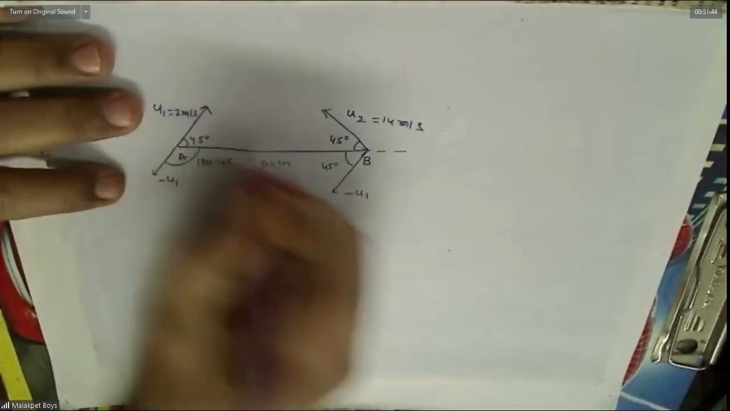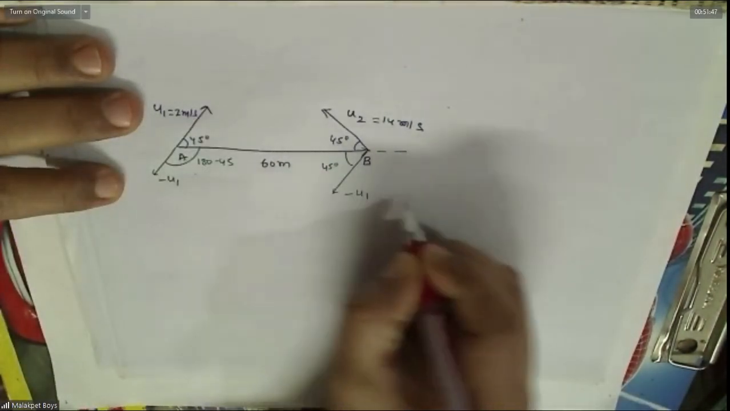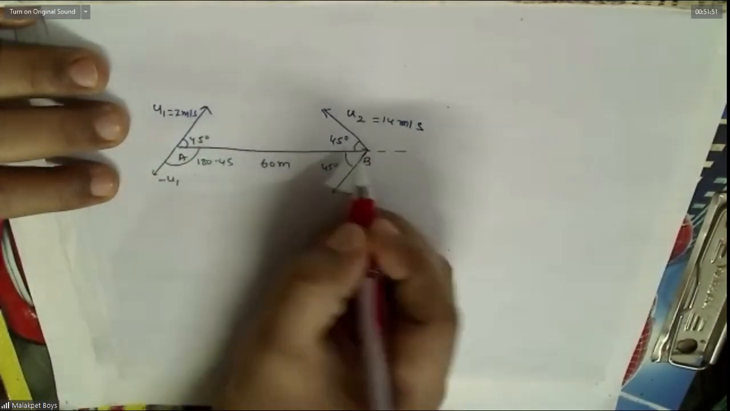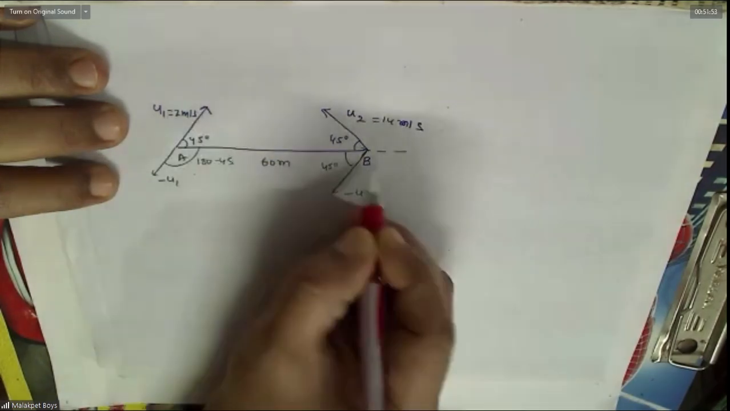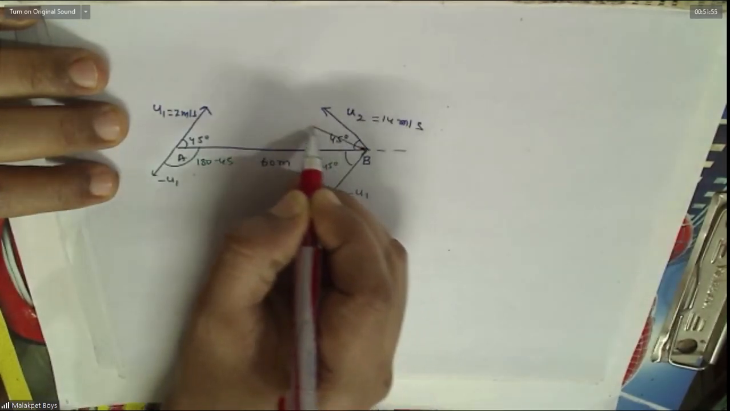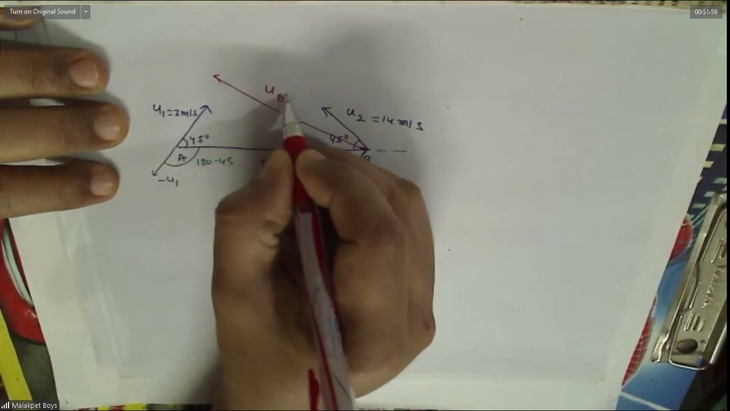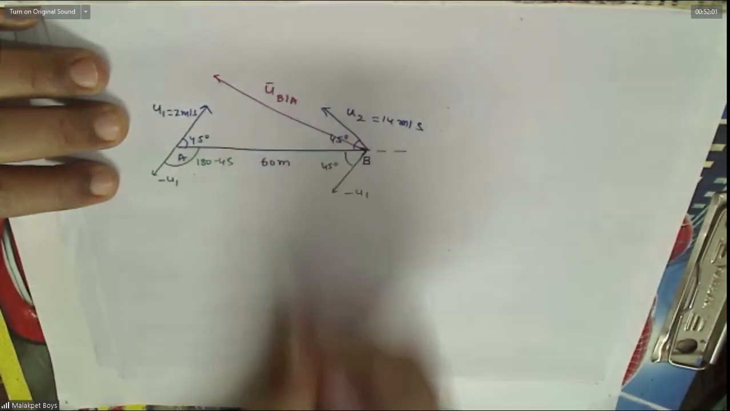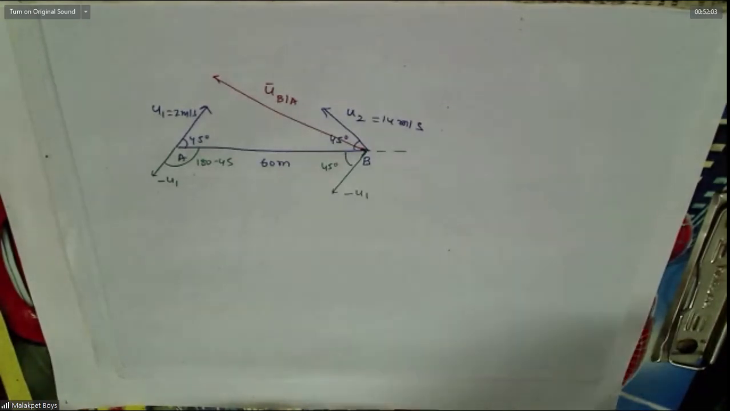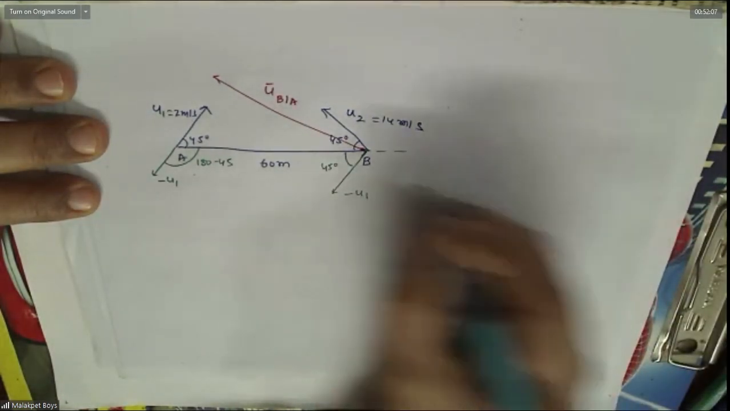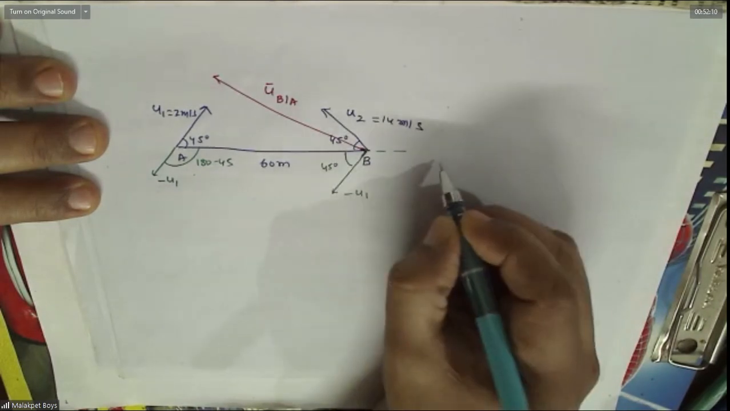Then this, which is the higher vector? This one is 2, this is 14. So that means the resultant will be somewhere like this. What is this called? Velocity of B with respect to A. Remember this? Any doubt? Now you can see what is the magnitude of this. Two vectors are there, and this is the resultant of these.